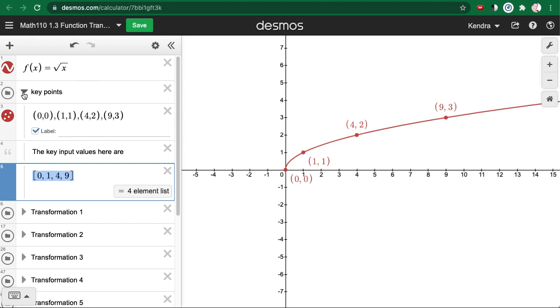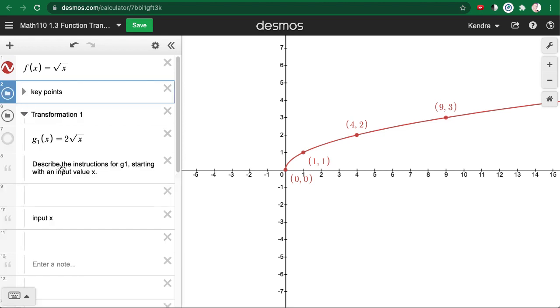So let's look at transformation number 1. Here's a new function. I'm going to call it G1. I'm putting these subscripts because I have a lot of different transformations that we're going to do, and in order to distinguish them, instead of coming up with a different letter each time, I'm just going to subscript them. So rather than G, H, K, L, I am going to call them G1, G2, G3. G1 of x is going to be 2 times the square root of x.